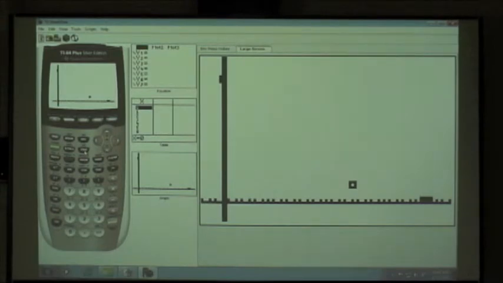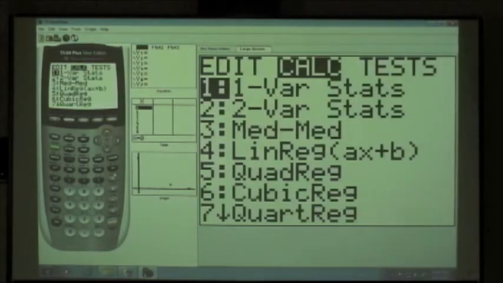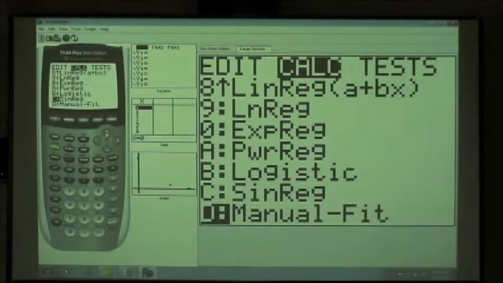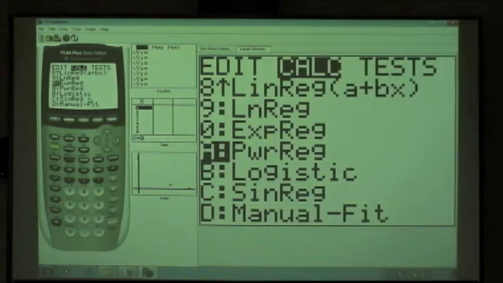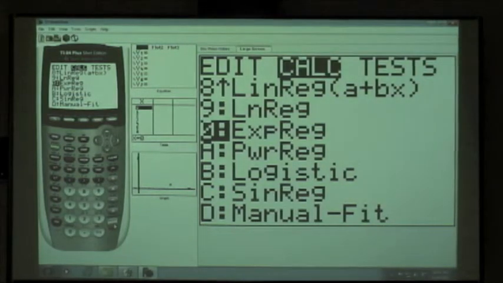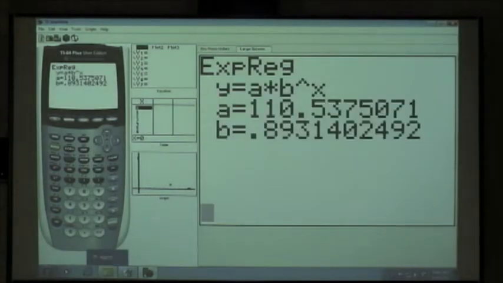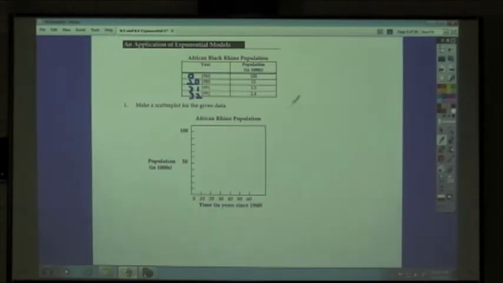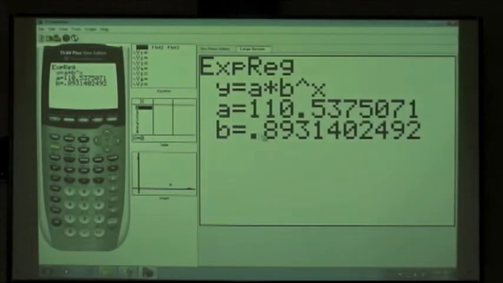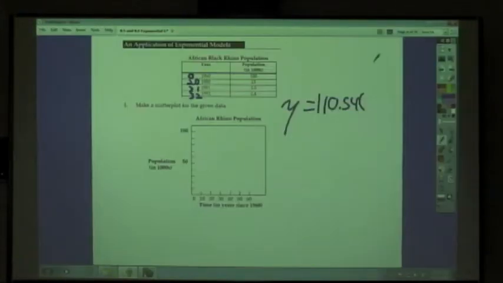So we go back to our Stat menu again, go over to Calculate, and we can find our best fitting line by going down to EXP REG for exponential regression line, or best fitting exponential function. Press Enter, enter one more time, and then we've got our exponential function here. 110.54 is our beginning amount. In our parentheses, we've got 0.89 raised to the x power. That's our b to the x power.